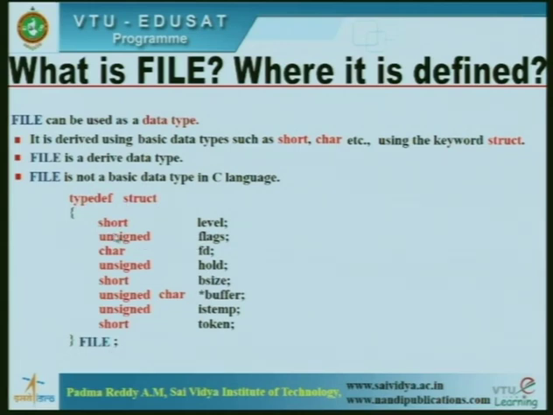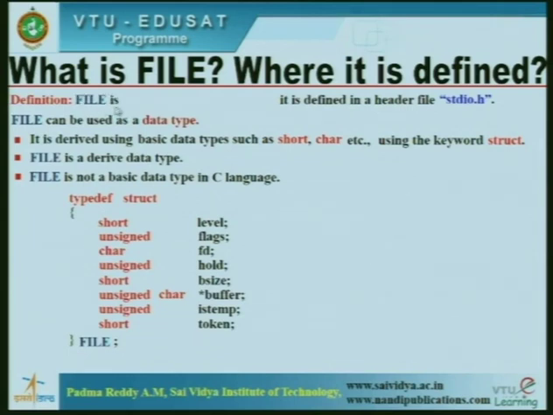If you observe, here we have short, unsigned char, and so on. So it is a type defined structure, derived from these basic data types. Using the basic data types, we are obtaining a new data type, that is FILE. So we say it is a user defined data type. It is defined in the header file stdio.h.